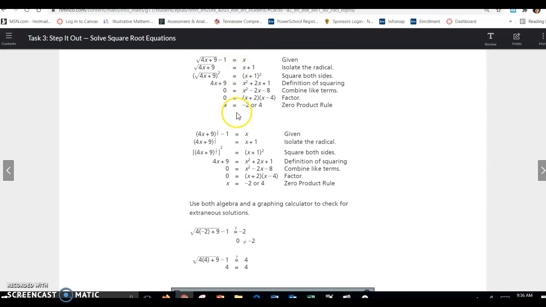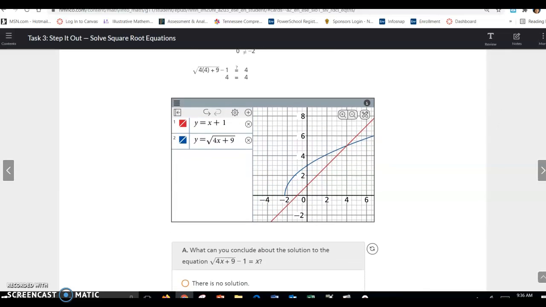So they showed that they got two solutions, -2 or 4. When you plug them in, -2 times 4 is -8, plus 9 is 1. The square root of 1 is 1. 1 minus 1 is 0. 0 does not equal -2. So -2 is an extraneous solution, so it's not actually a solution. And then if you plug in 4 times 4, that is 16. 16 plus 9 is 25. The square root of 25 is 5. 5 minus 1 is 4. 4 equals 4, so 4 is a solution.